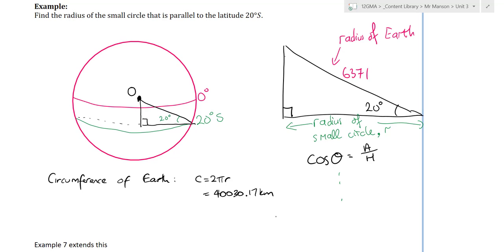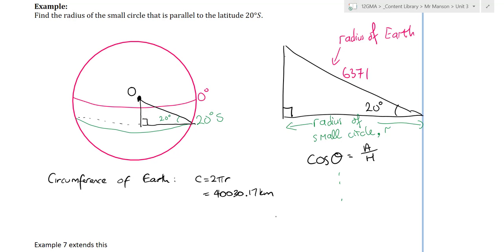That's what we use, but obviously the Earth isn't a perfect sphere. So around the equator is 40,030.17. Around other great circles, it's a little bit different, but we can use that value. That's a value that you can use.